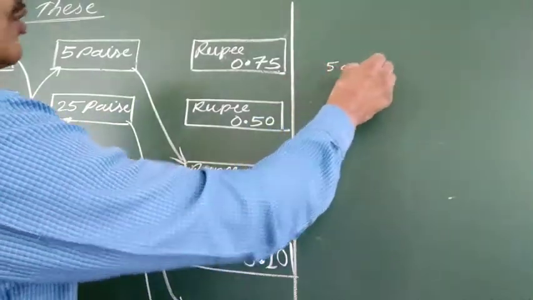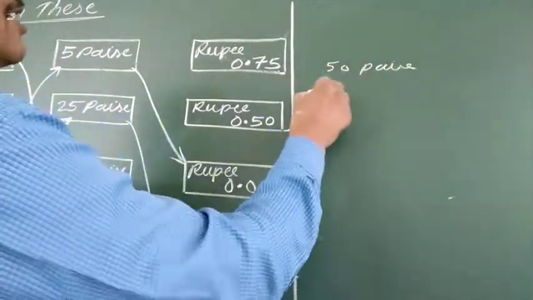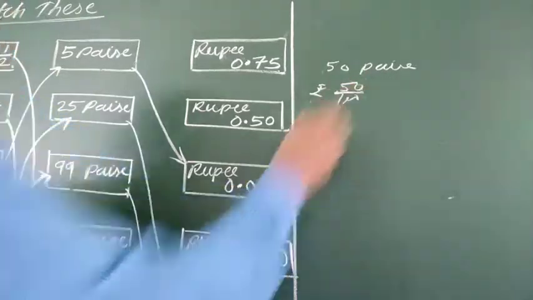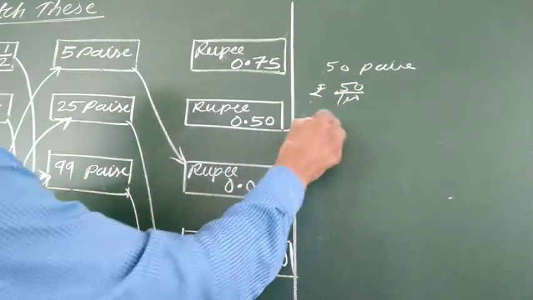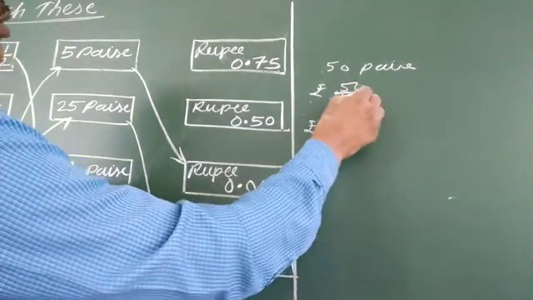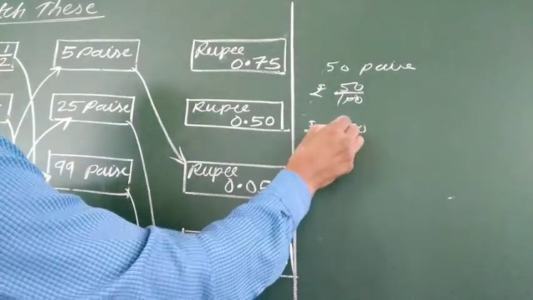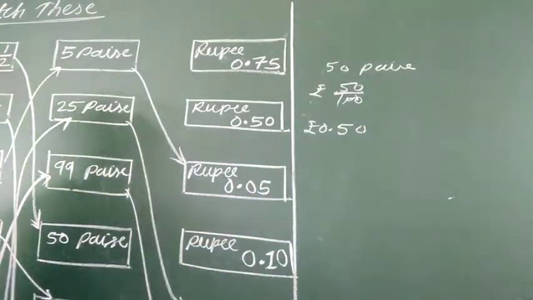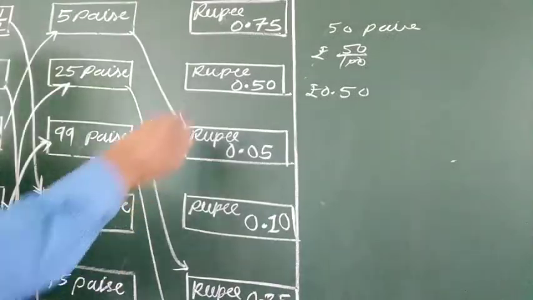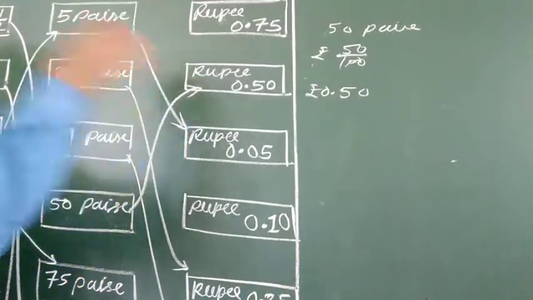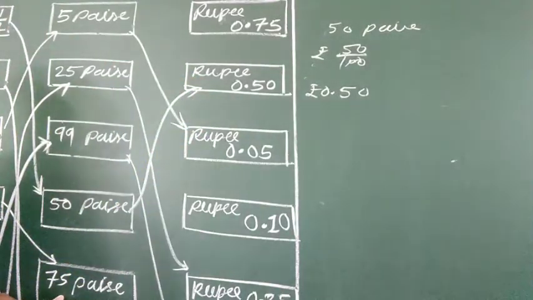Same way here you can do. 50 paise is rupees 50 by 100. 50 by 100 means write rupees 50, beta. Then 1, 2, decimal, here will be 0. It is rupees 0.50. So this way. Next, 75 paise.